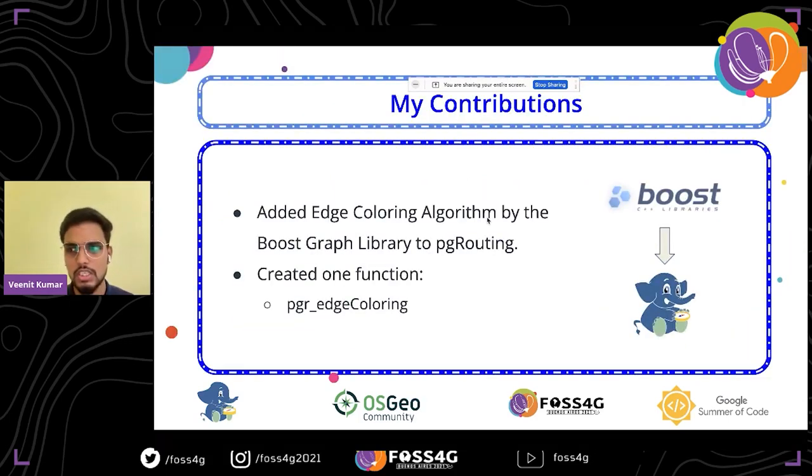So this is my contribution. I have added the edge coloring algorithm from the Boost Graph Library to pgRouting. I have created a function pgr_edgeColoring, which is used to perform a query on the graph data provided. We'll be talking about this in detail moving forward in the upcoming slides. I have added documentation, doc queries, and tested my code with pgTAP unit tests.